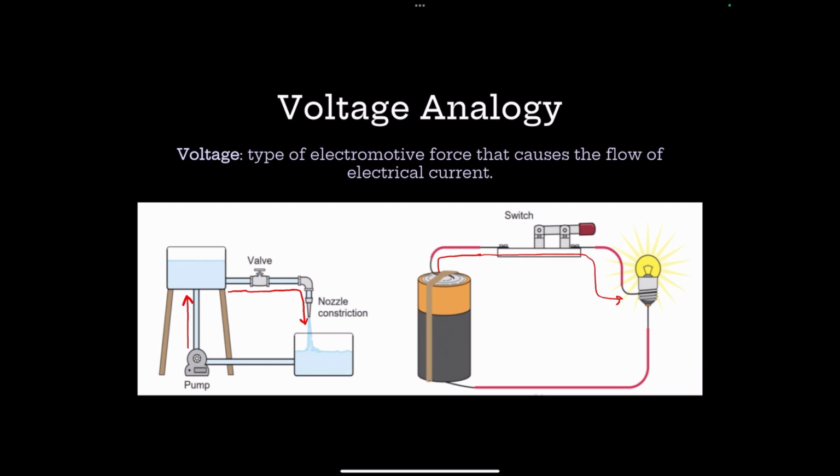So here, the pump is acting like a battery because the pump is causing the water to flow where the battery is causing the electrons to flow. The valve acts like a switch because they both control whether or not the water or the current will flow. The nozzle constriction acts like a light bulb because they both restrict the flow of current or water.